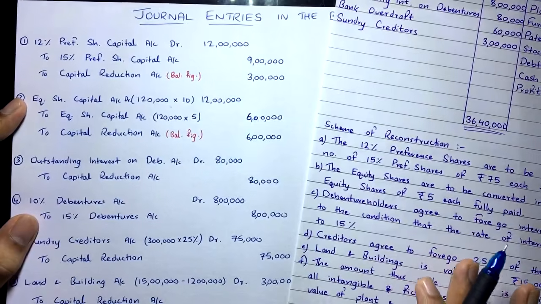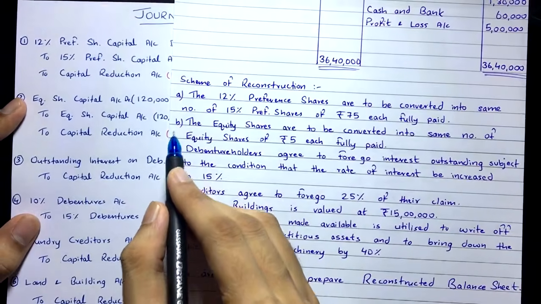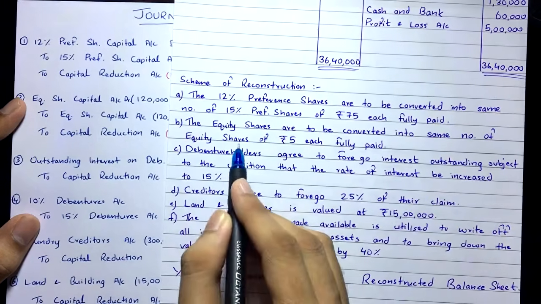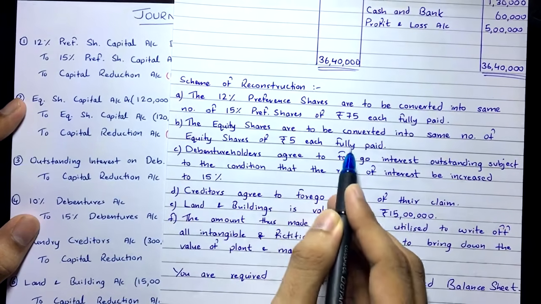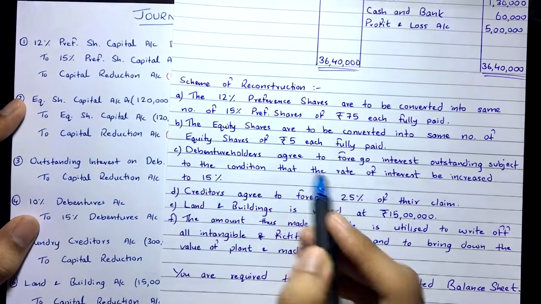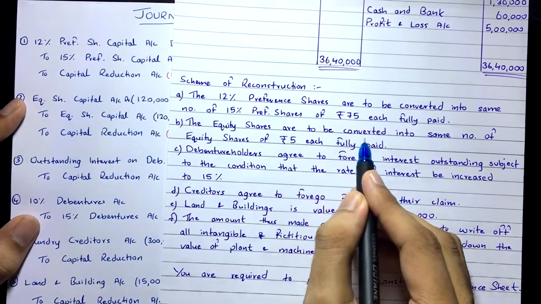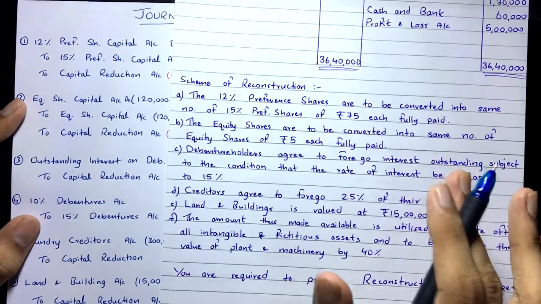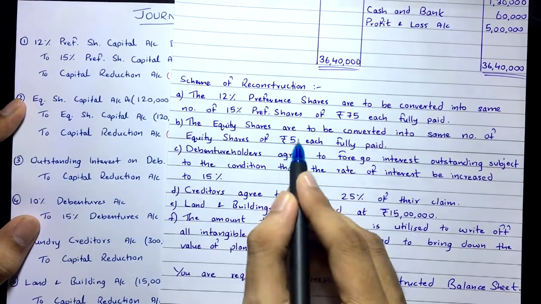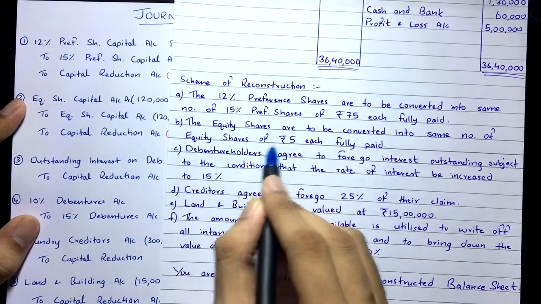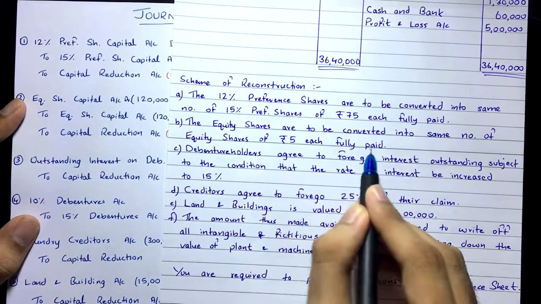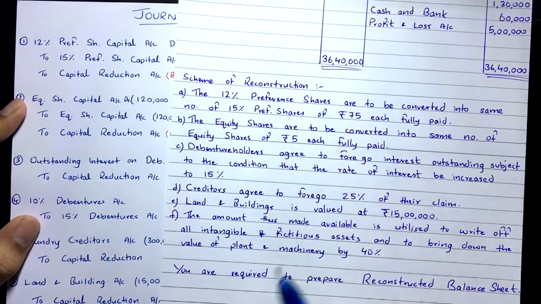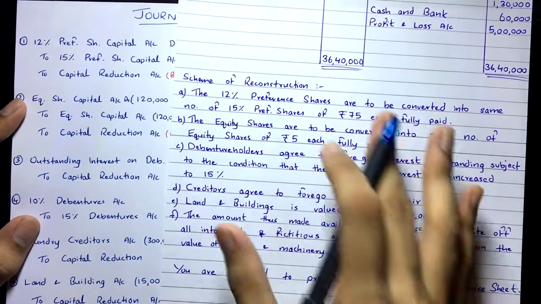Fine, simple as that. Then the second thing, B: the equity shares are to be converted into the same number of equity shares of rupees 5 each, fully paid. Now here what they are saying is that the equity shares are to be converted into the same number of shares. The number of shares is not going to change, but the face value is changing. See here, equity shares are becoming 5 each. It is fully paid only, so the paid up value is not changing. Face value is changing. Whenever face value changes, scrap off, completely cancel the old capital.